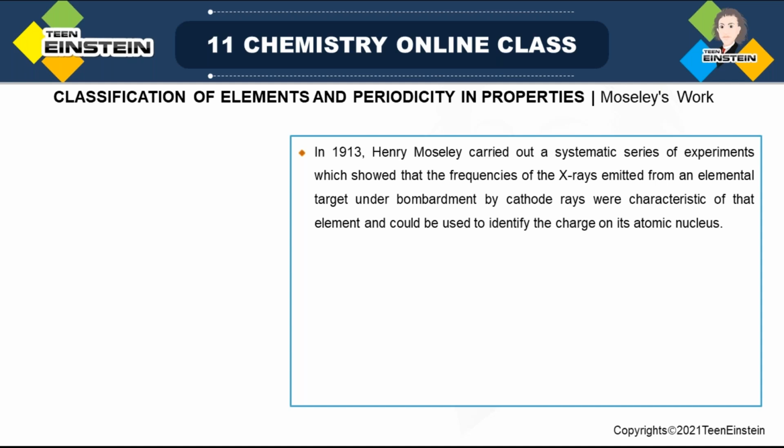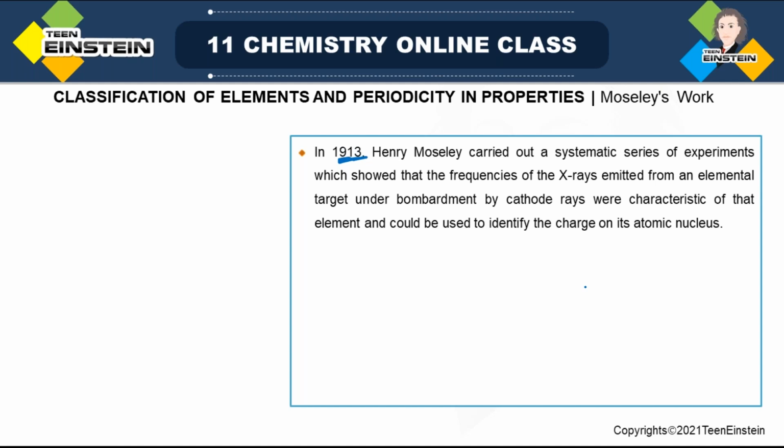It was in 1913, obviously after Mendeleev, that Henry Moseley carried out a systematic series of experiments. It is not just a single experiment. It is a series of experiments. It shows the frequency of the X-rays emitted from an elemental target. So different elements we have to take. For each experiment, there is a particular element. Suppose element A, how it interacts with the X-ray, then element B, how it interacts with the X-ray, like this. It shows the frequencies of the X-rays emitted from an elemental target after bombardment by cathode rays. Cathode rays we have studied in detail in the structure of atom chapter.